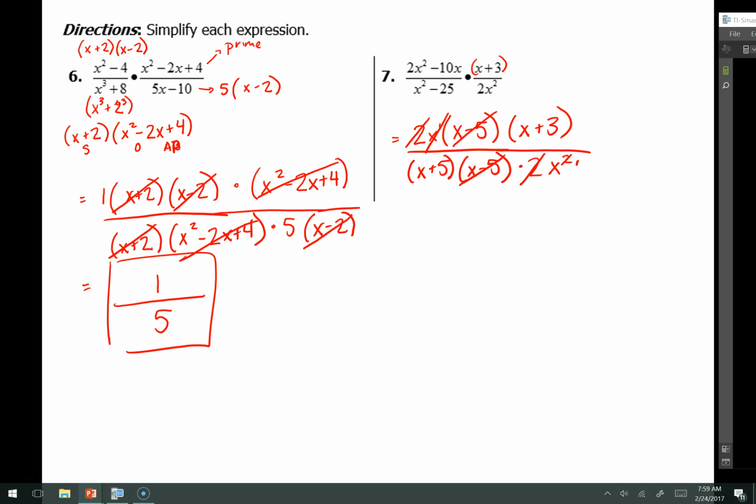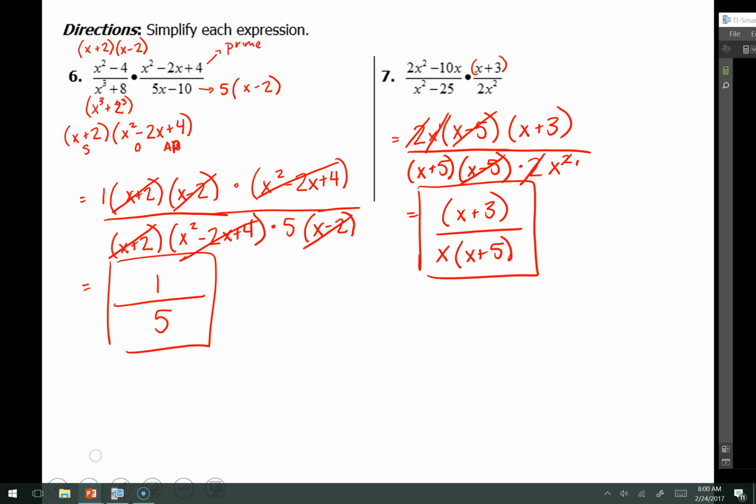These x minus 5's divide out. I don't have an x plus 3 in the denominator, so I'm stuck with him. That means I have x plus 3 left in my numerator, and in my denominator I have x plus 5, and I also have this x to the first power, and that is my multiplied and simplified expression.